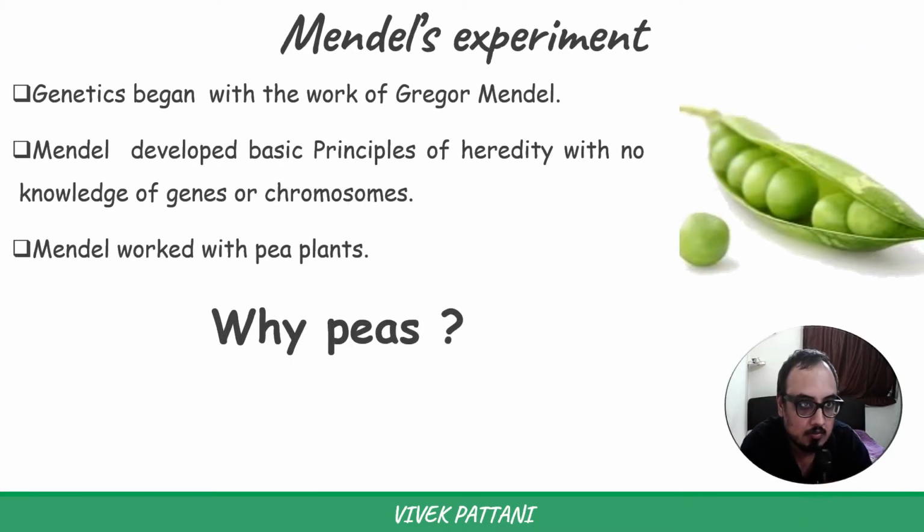Now, Mendelian experiments. Genetics began with the work of Gregor Mendel, who developed the basic principles of heredity with no knowledge of genes or chromosomes. He did his experiments with pea plants. And why did he choose peas?